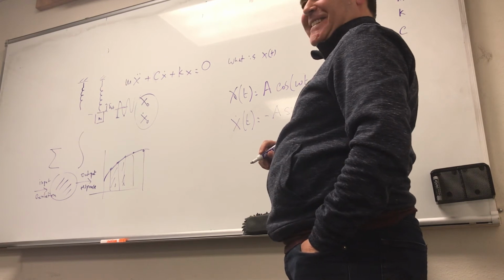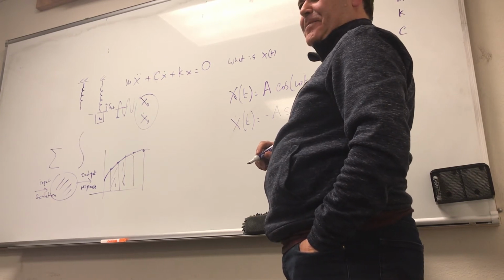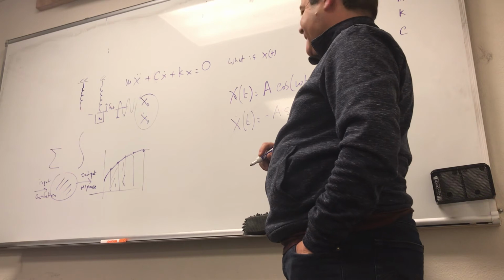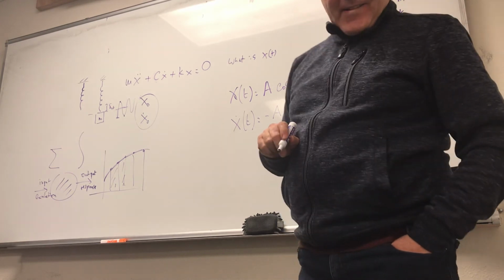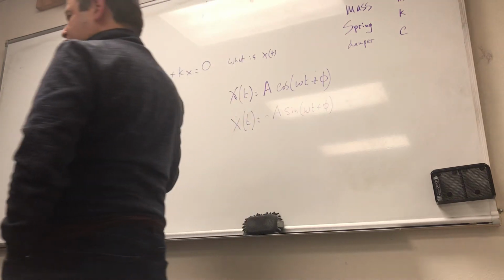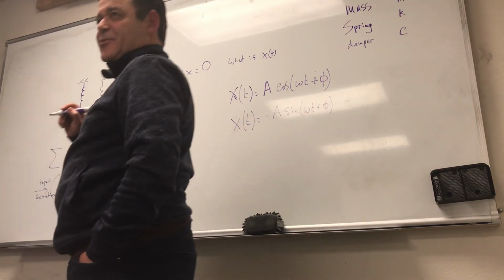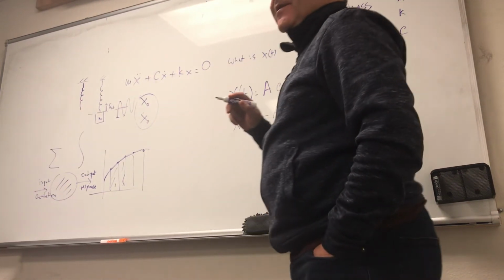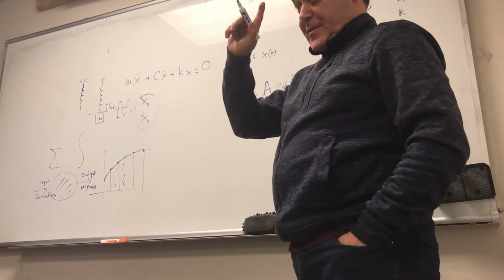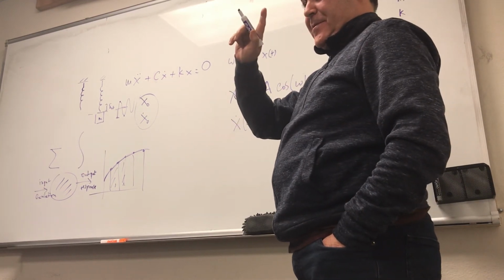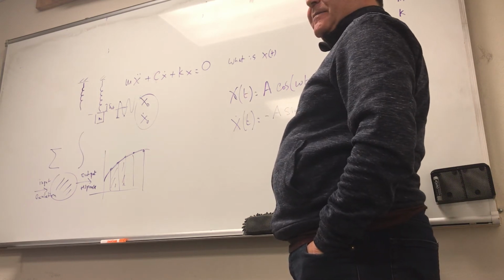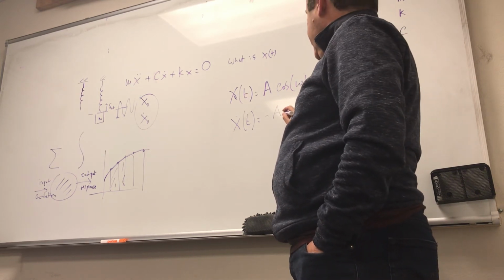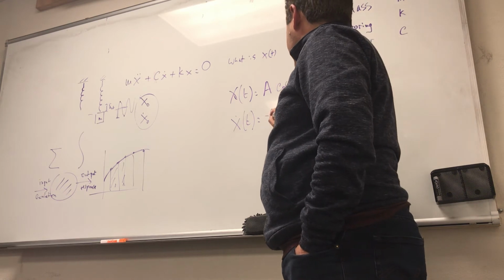plus some other stuff. What rule should you use for that? The chain rule. Chain rule, times the derivative of the inside, not plus, times. What is the derivative of the inside? It's just omega. So minus A omega, okay.